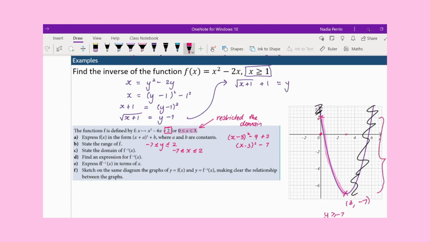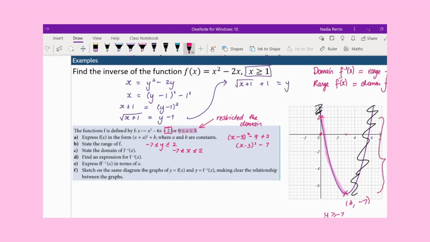So I'm going to write -7 to 2. Oh, it hasn't asked for the other one. That's cool. If they'd asked for the range of the inverse, that would be this one, and we'll just do y is between 0 and 3. So they're literally just opposites of each other. I'm just going to write that up here. So the domain of the inverse will equal the range, and the range of the inverse will equal the domain.